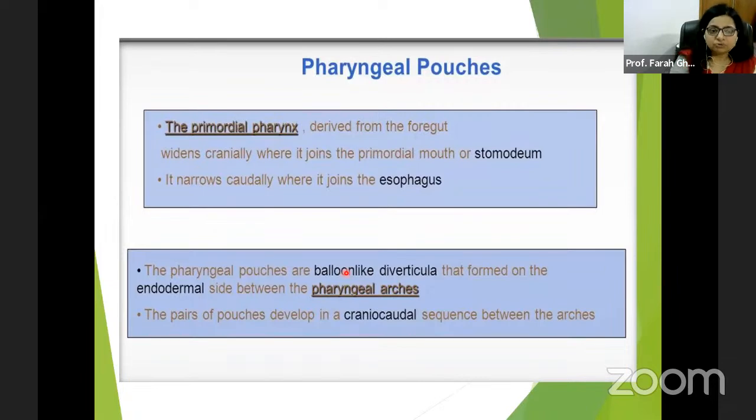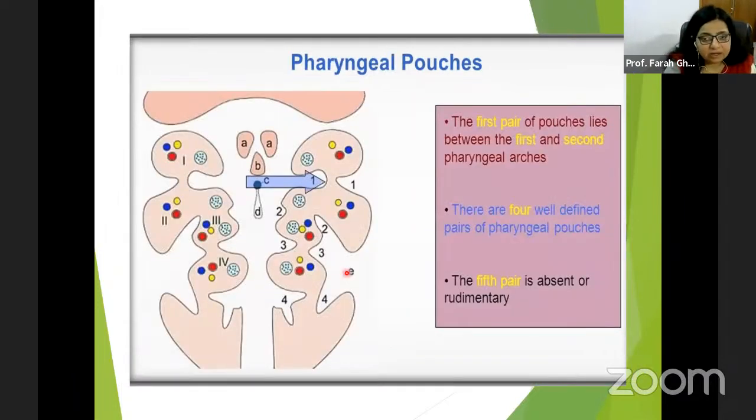Coming to the pharyngeal pouches. Now, pharyngeal pouches are basically derived from the endoderm, as we have already talked about when we started the pharyngeal apparatus. So they are basically balloon-like diverticula formed from the endoderm between the pharyngeal arches, and they also are in the craniocaudal sequence. So they are numbered from 1 to 4. Fifth is absent because the fifth arch is also gone.